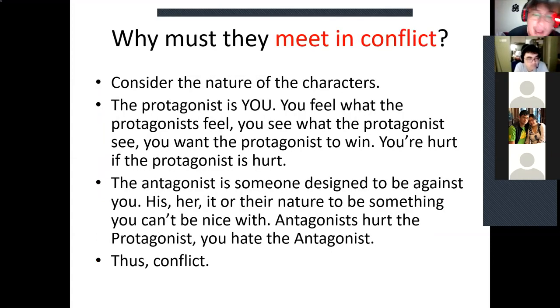You see? And when you're looking at why they have to conflict with each other, essentially the protagonist is your player, is your reader, is your viewer. You want to see the protagonist win. You feel bad when the protagonist gets hurt. In some cases, you get a little bit worried when he gets his arm blown off or whatever, right? So that's the protagonist. The antagonist is the exact opposite. The antagonist's role is to hurt the protagonist, making you hate him or her. Thus, conflict, irreversible change.